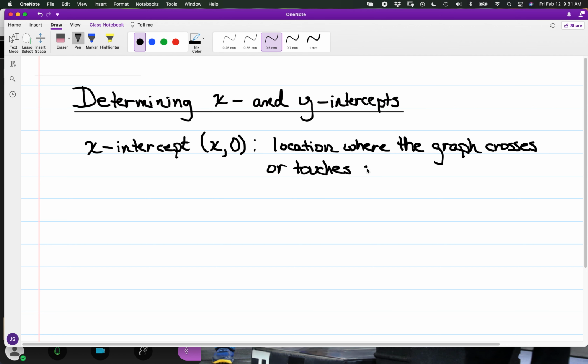And in this particular case, we have again the general coordinates x, 0. Now for an equation, in the determination of each x-intercept, we're looking at setting y equal to 0 and solving for x. Just keep in mind all ordered pairs are of the form x, y. So in this case, your y value is at 0.